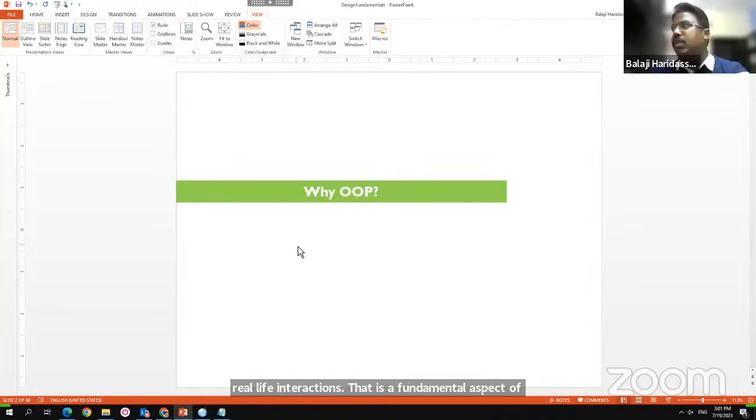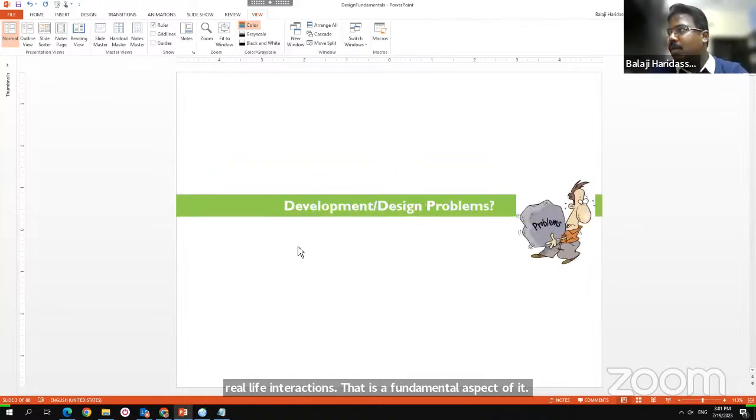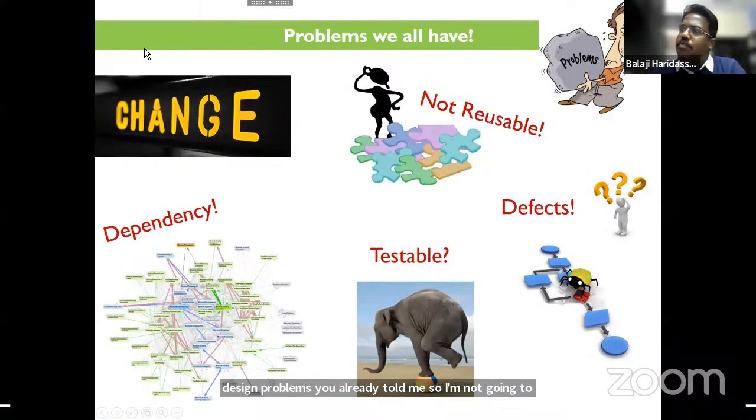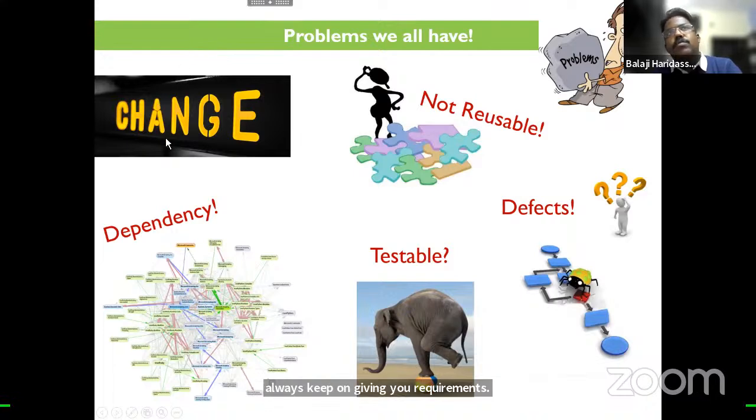For that, we have so many principles. We already saw this, right? Development and design problems. You already told me, so I'm not going to talk more around this, but you can see change is going to be constant. Why is change constant? Your customer will always keep giving you requirements, correct? Change can occur because you have a lot of issues. So change is constant. Can you see the dependency?